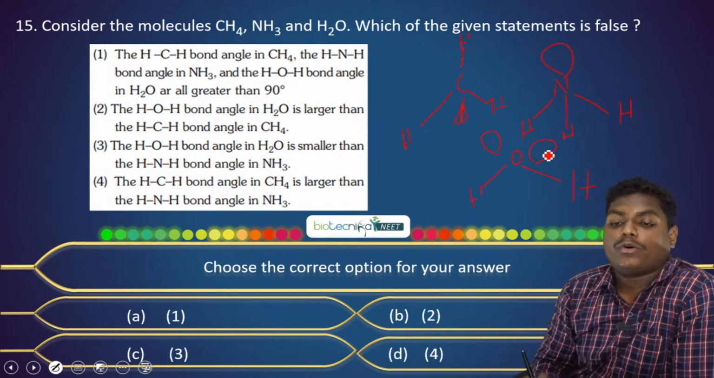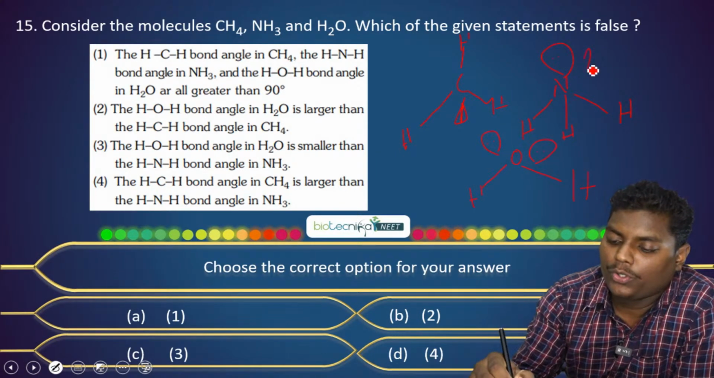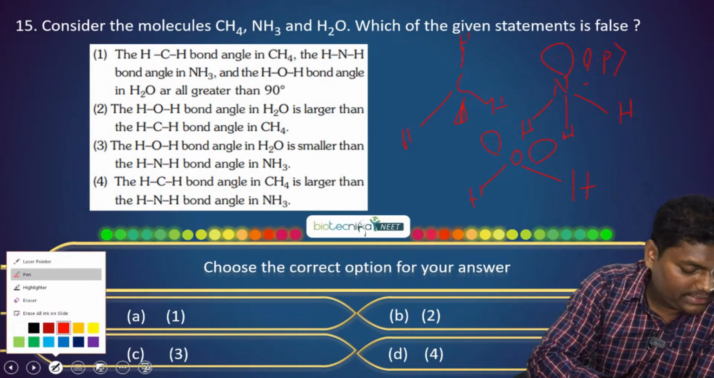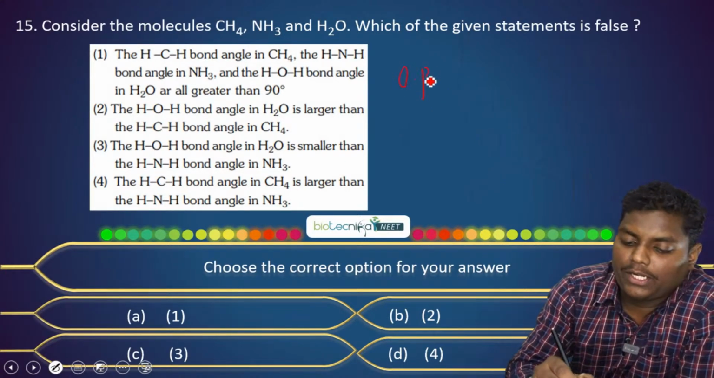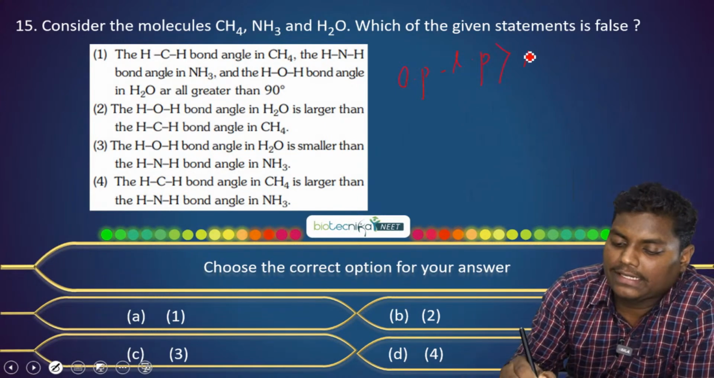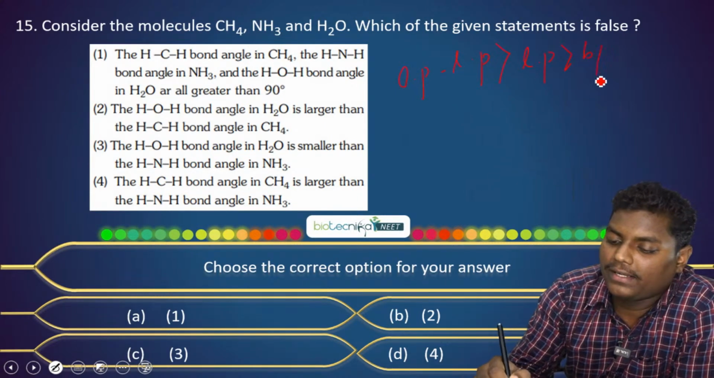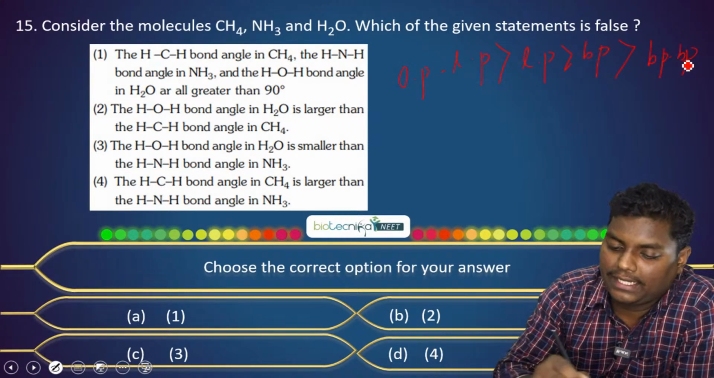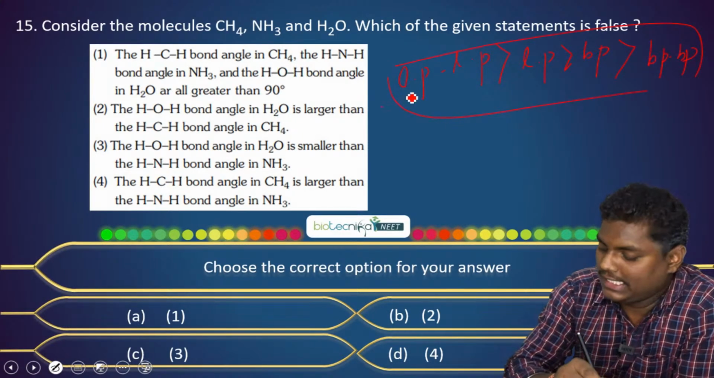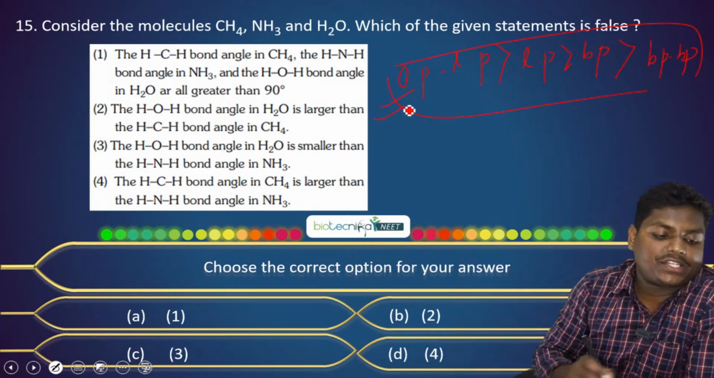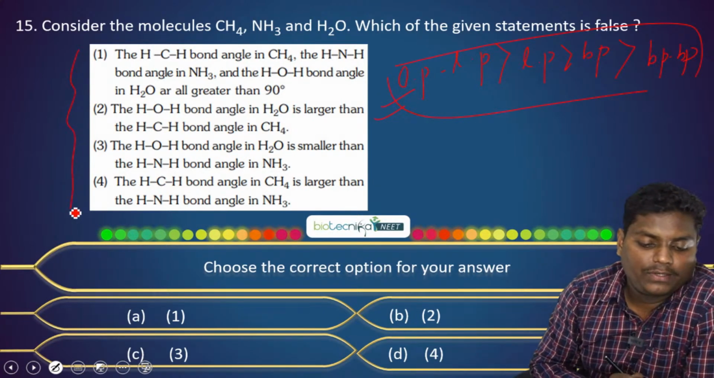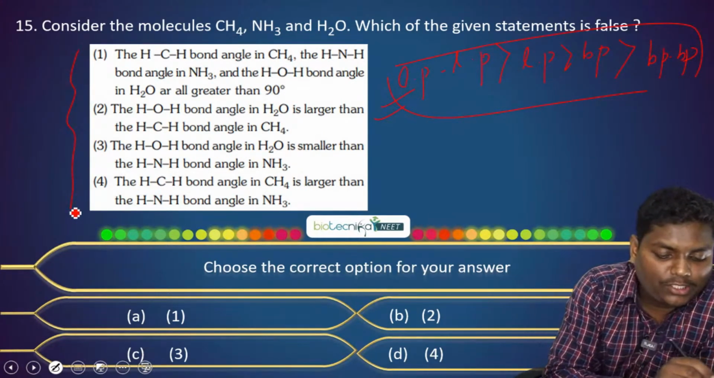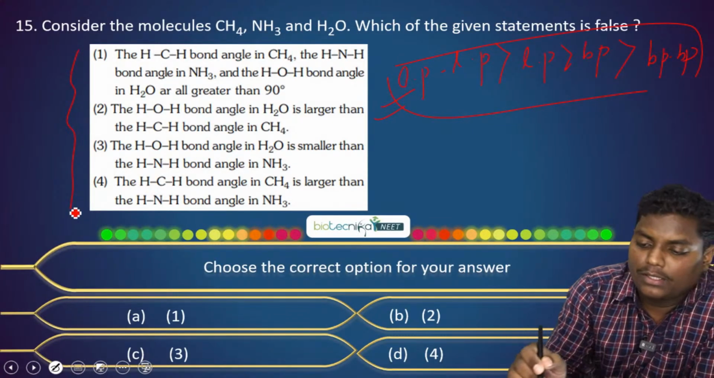So from VSEPR theory, lone pair repulsion is greater than lone pair bond pair, which is greater than bond pair repulsion. On this concept this question is based, so you can find the answer. So what is this? The correct option will be, it is given this.